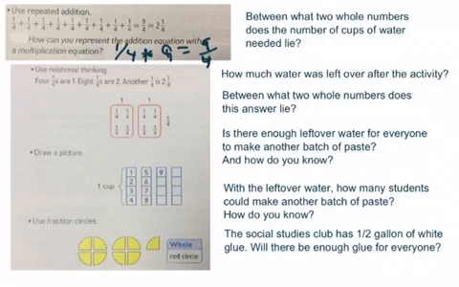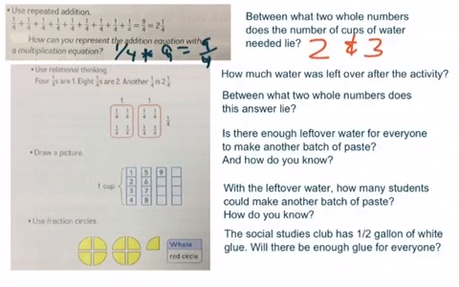Let's talk through some of these questions on the right now. So if this is my answer, 2 and 1/4, between what 2 whole numbers does that number of cups of water needed lie? Between what 2 whole numbers? I hope you know I'm saying, well, 2 1/4 lies between 2 and 3. It's a little more than 2 whole cups, but it's not quite 3 whole cups.